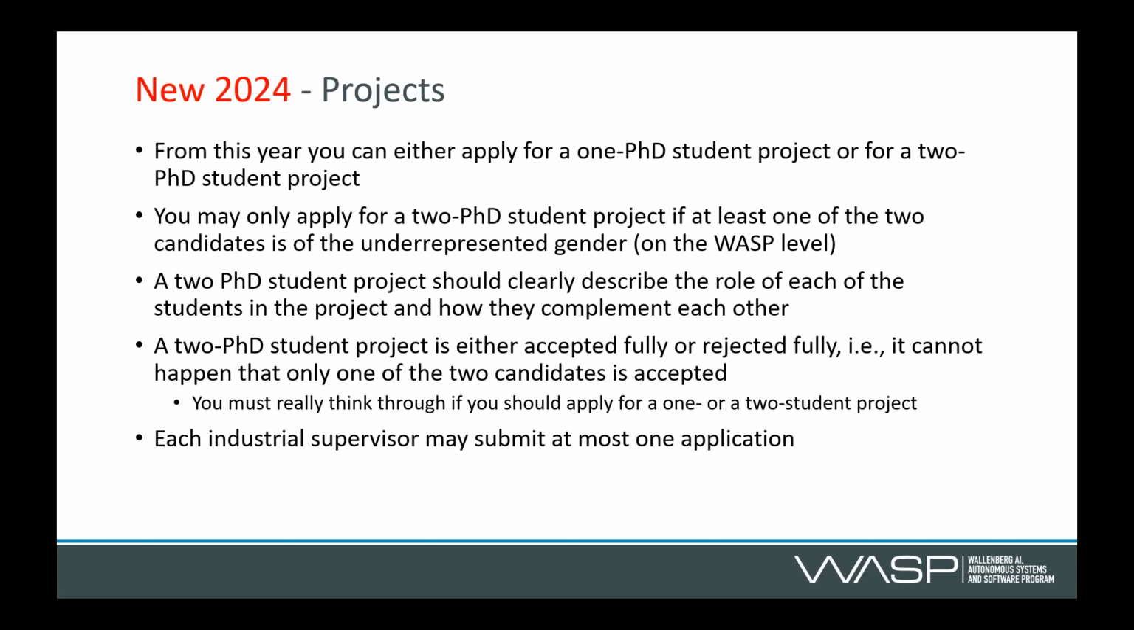And then each industrial supervisor may submit at most 1 application. So you cannot, so to say, double your chances by writing one 1-student project and one 2-student project proposal. So that's what's new for this year. We'll see how it turns out, if we get any 2-student project proposals or not.